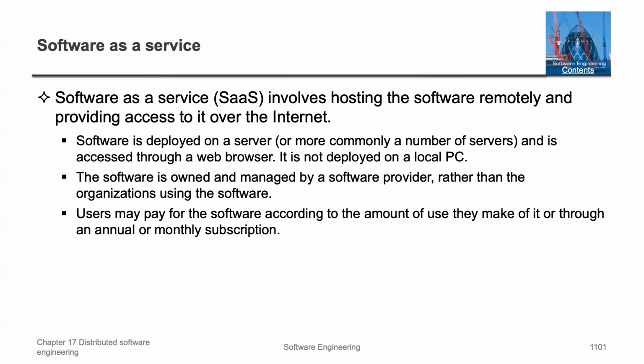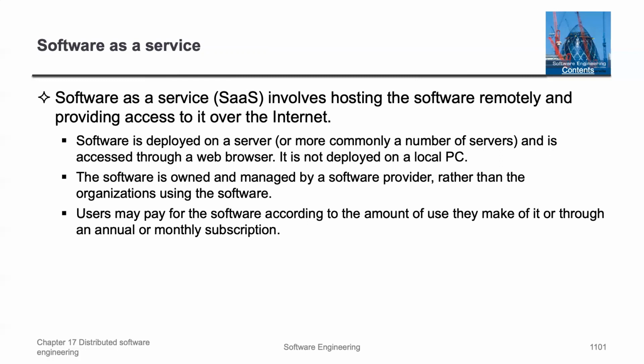For software as a service, this involves hosting the software remotely and providing access to it over the internet. Software is deployed on a server, or more commonly a number of servers, and is accessed through a web browser. It is not deployed on a local PC. The software is owned and maintained by a software provider rather than organizations using the software.